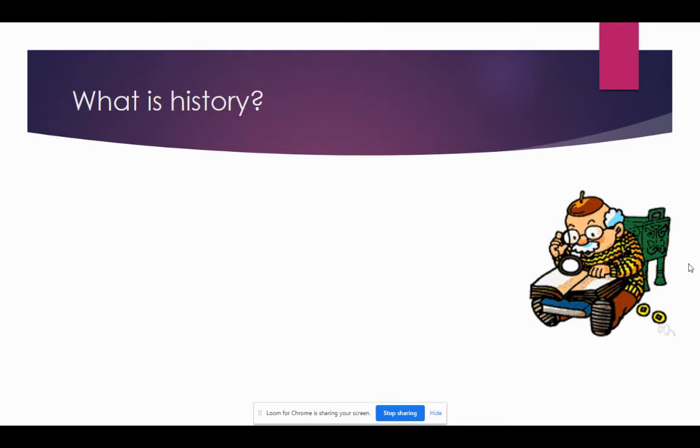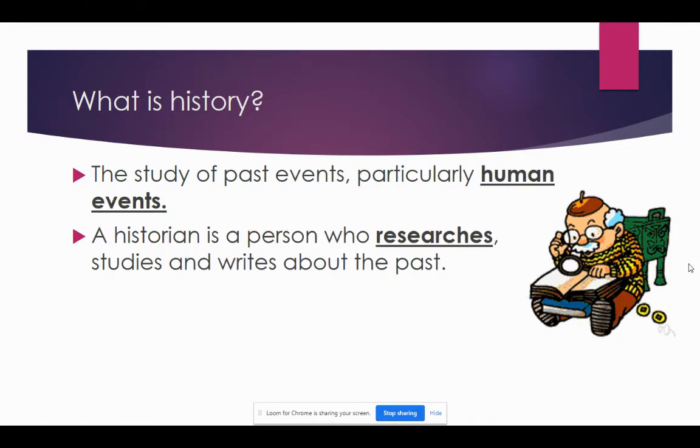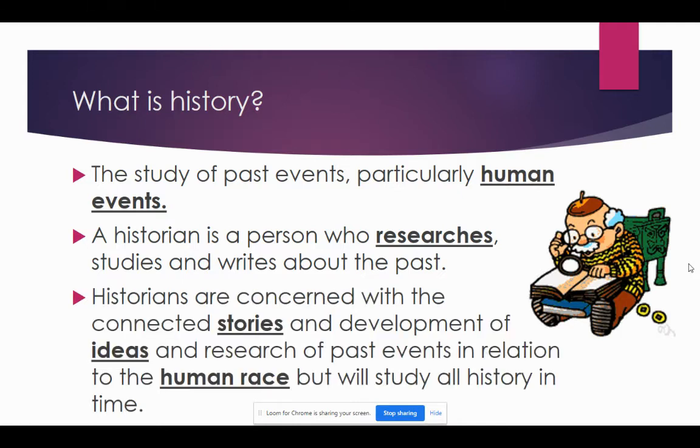So the first thing we're going to discuss, what is history? History is the study of past events, particularly human events. A historian is a person who researches, studies, and writes about the past. Historians are mainly concerned with the connected stories and the development of ideas and research of past events in relation to the human race, but will study all history and time.